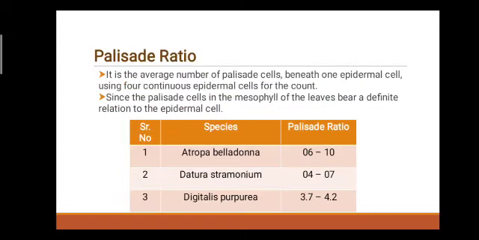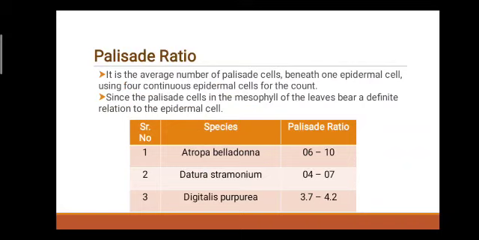Then next fourth, palisade ratio. It is the average number of palisade cells beneath one epidermal cell using 4 continuous epidermal cells for the count. Since the palisade cells in the mesophyll of the leaves bear a definite relation to the epidermal cell, some species are illustrated by palisade ratio.